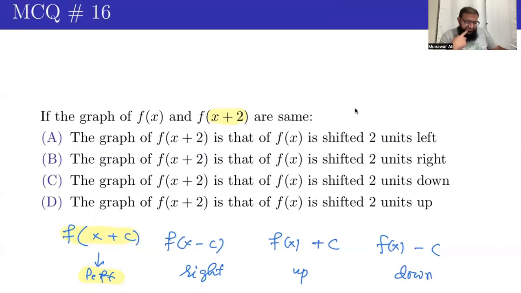So is it left? I think it is left. Yeah, it is left. Let me just verify. Yeah, it is left. Yeah, I just forgot.